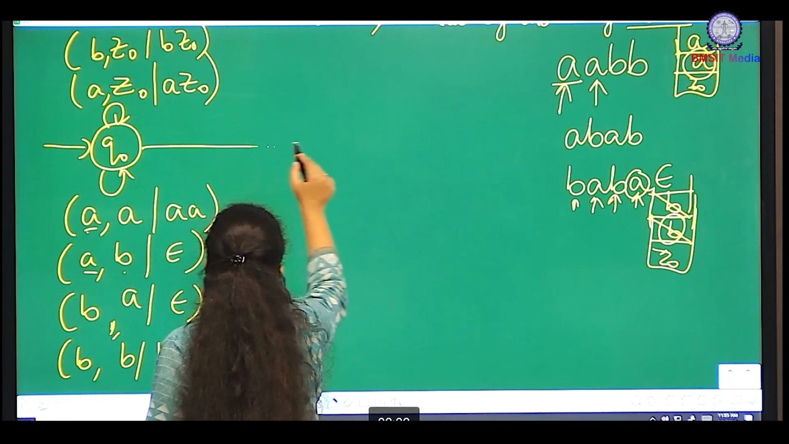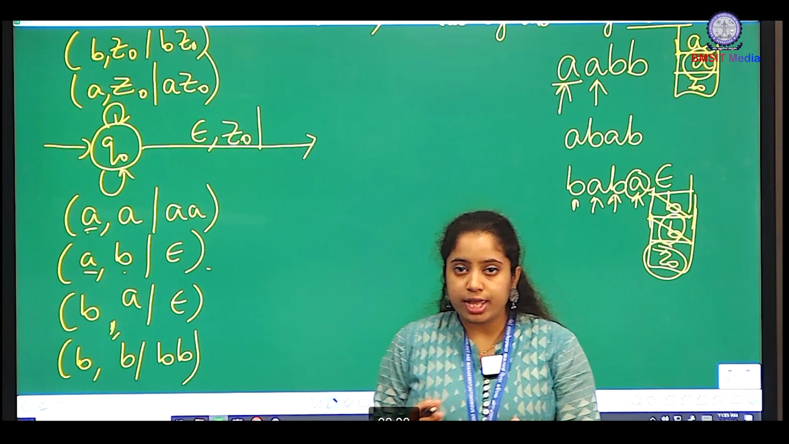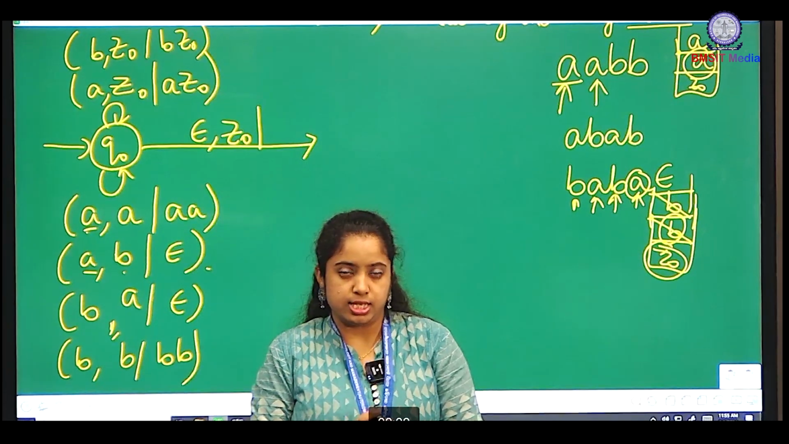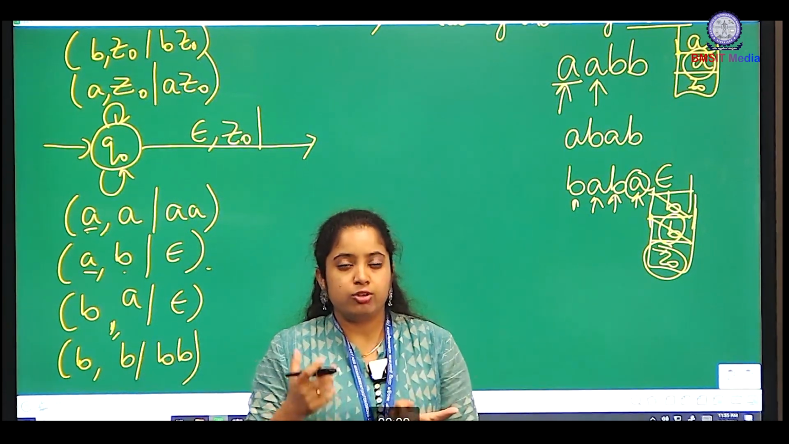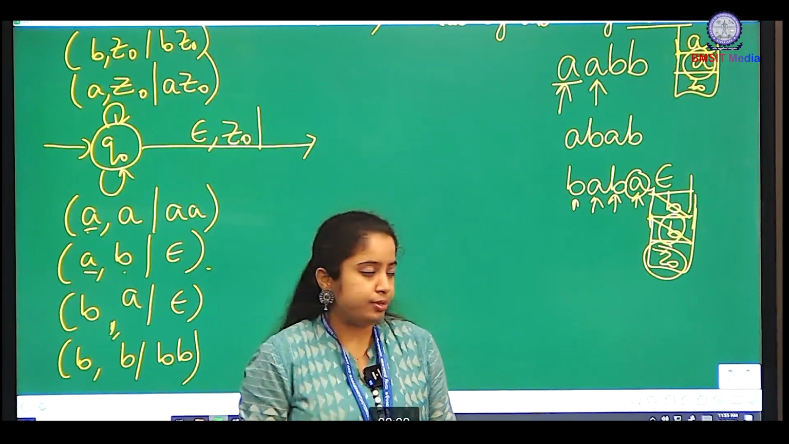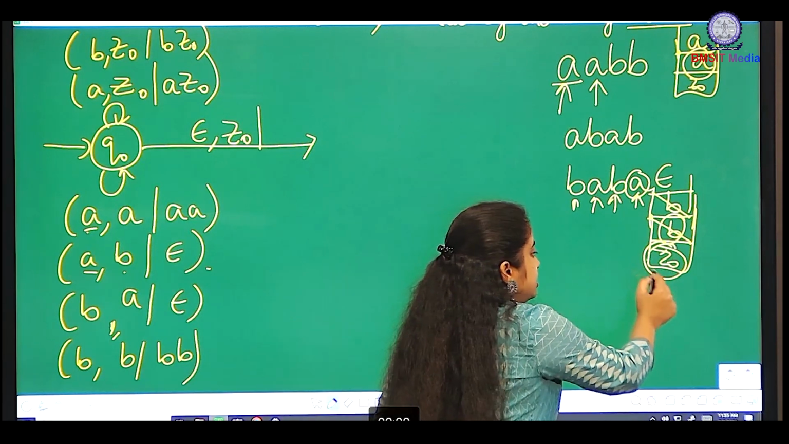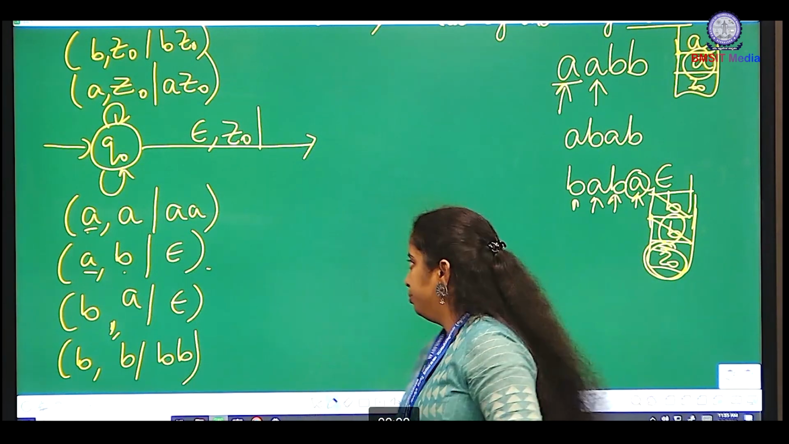So when you reach the end of the string, epsilon, Z0 is the stack symbol. Z0 should be there in the stack. No A's or B's should be there in the stack, because there are an equal number of A's and B's. For each A, the corresponding B will be popped out. So by the end of the string, you should have Z0 as the top stack element.